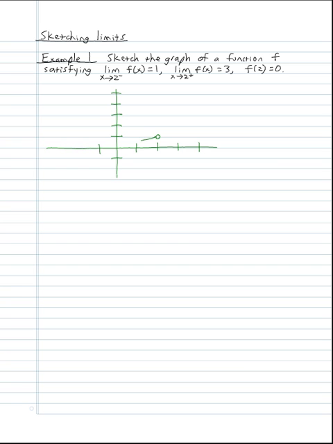My next limit is that as x goes to 2 from the right, I'm supposed to have 3. So I should also have a circle at the point (2, 3), and I should be approaching that circle from the right.